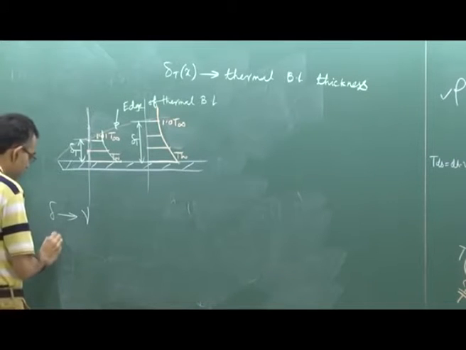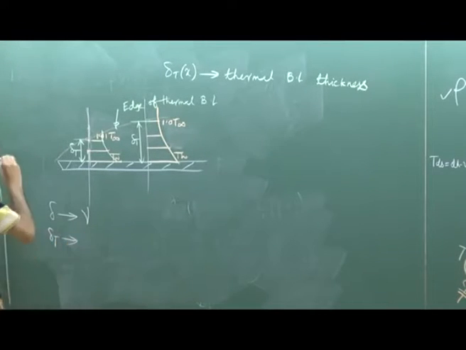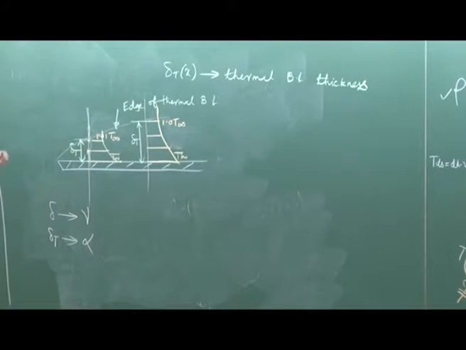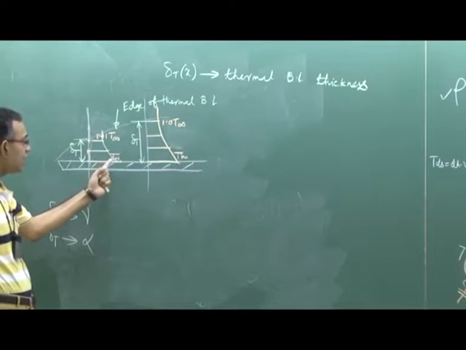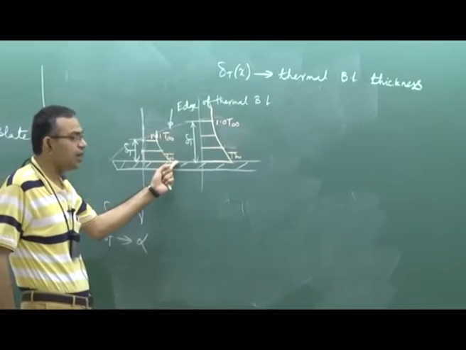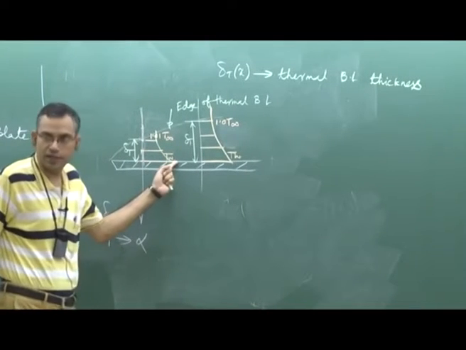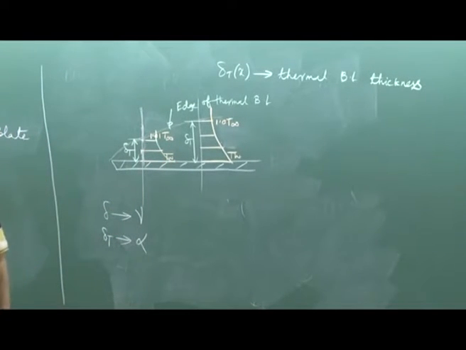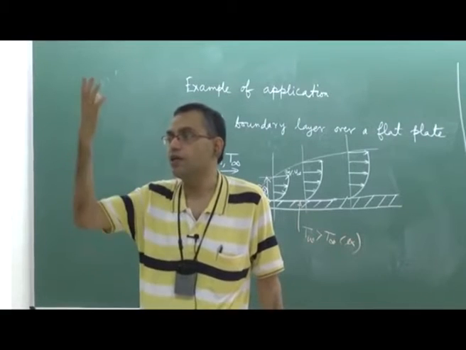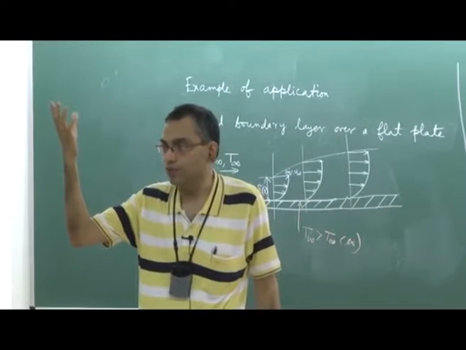Similarly, delta T will depend on what? Alpha, the thermal diffusivity. Because more the thermal diffusivity, greater will be the distance from the wall up to which the heating or cooling effect of the wall will be propagated. So, just like kinematic viscosity is a messenger of momentum disturbance in the fluid, thermal diffusivity is the messenger of the thermal disturbance within the fluid.